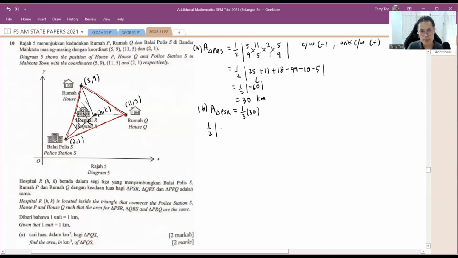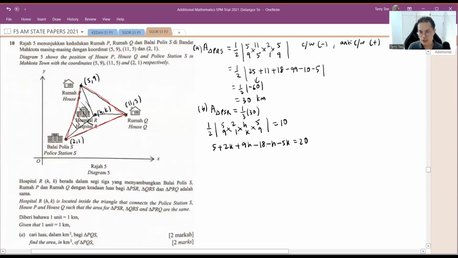P is 5, 9. Q, I start with S, 2, 1, then do H, K, I repeat 5, 9. This will give us 10. All right, so let's multiply downwards. This is the half, you can times it over. This will be 5 plus 5 plus 2K plus 9H. Then you minus, okay, I will do one shot. This is 18 minus H and another 5K. Result is 20. Okay, so let's simplify this.